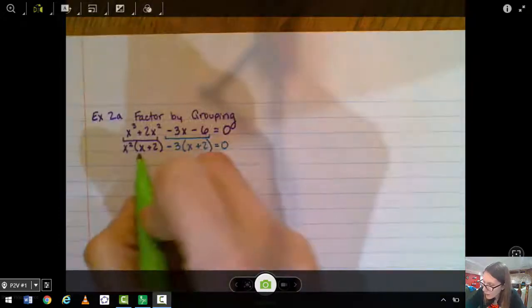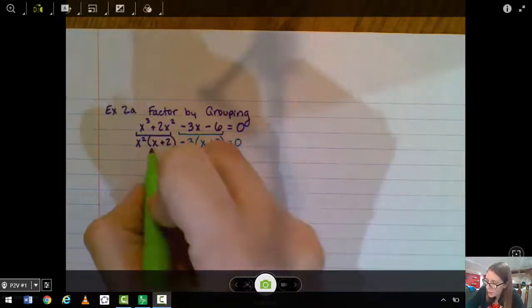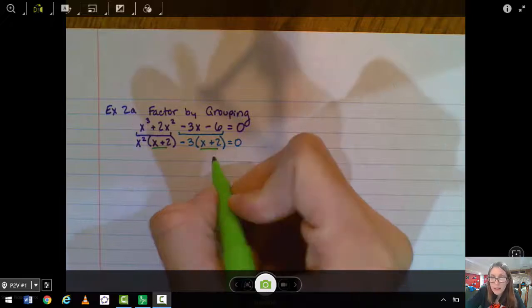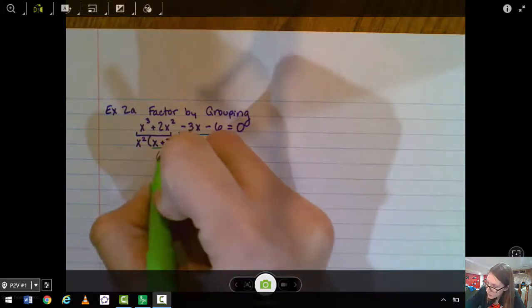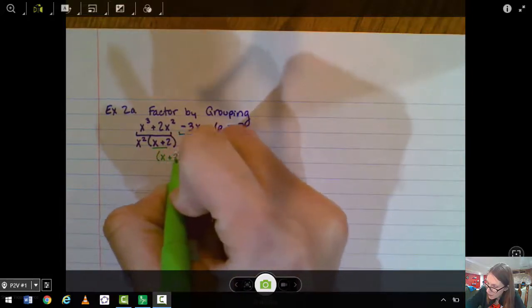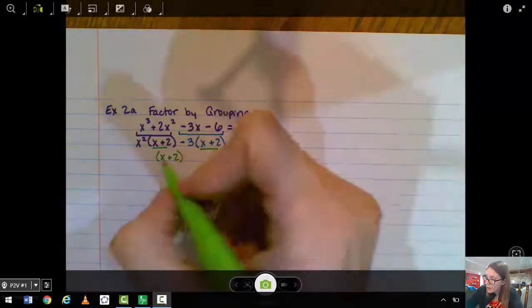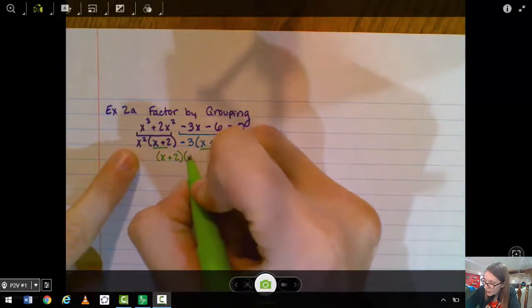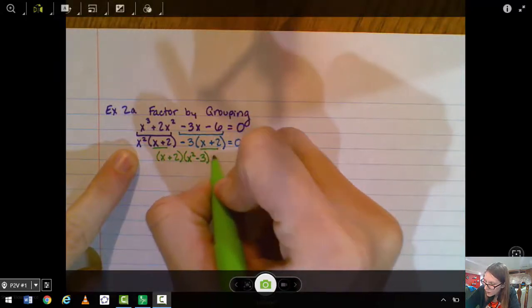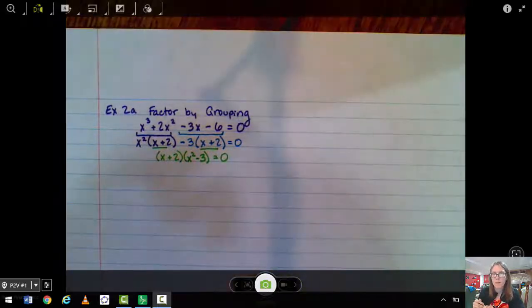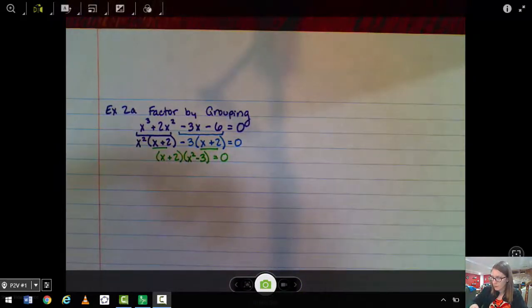And just like before, when you're factoring by grouping, these two sets of parentheses should be the same. We factor out our common factor here, and then we also take what is left over. We have x squared minus 3 left over. Okay, we're in factored form.